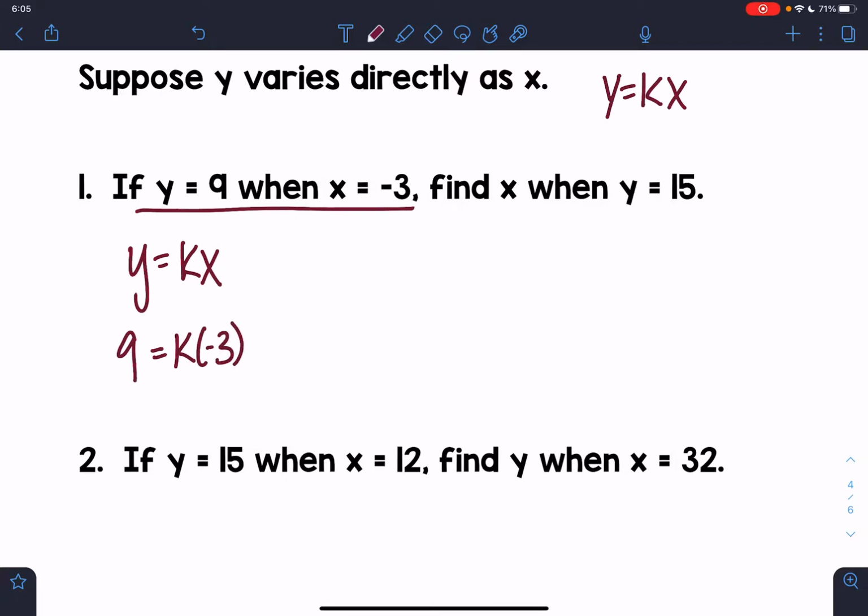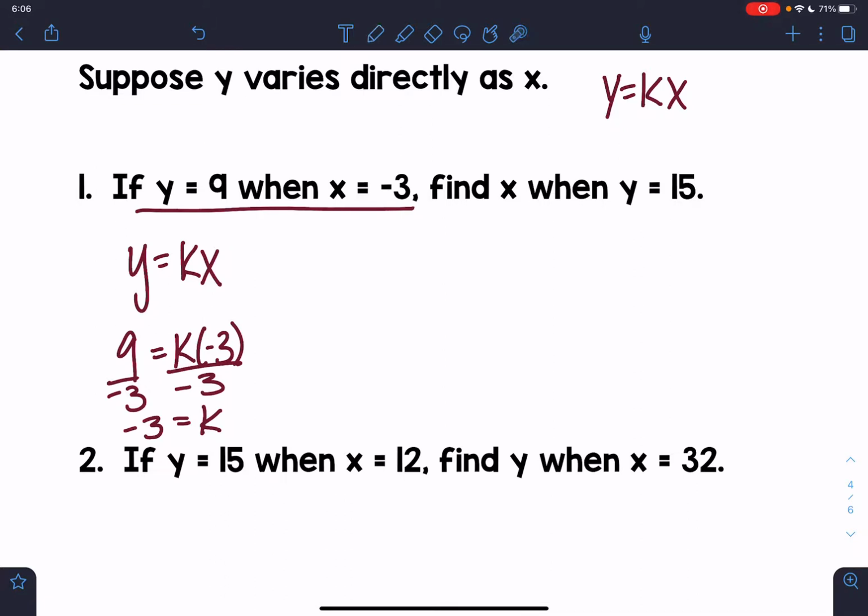Okay? So what this is, I want to figure out what do I have to multiply x by to get to the 9, right? Like what do I need to put in for this k here? What am I multiplying every single thing by? Okay? So we can figure that out by dividing by -3, right? And we can find that k is equal to -3.